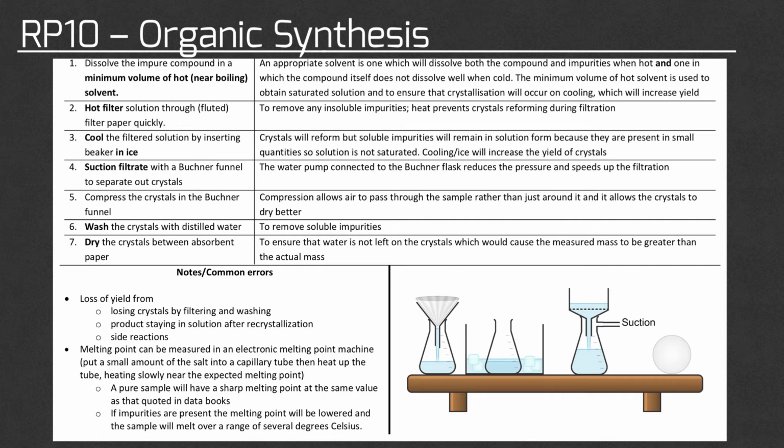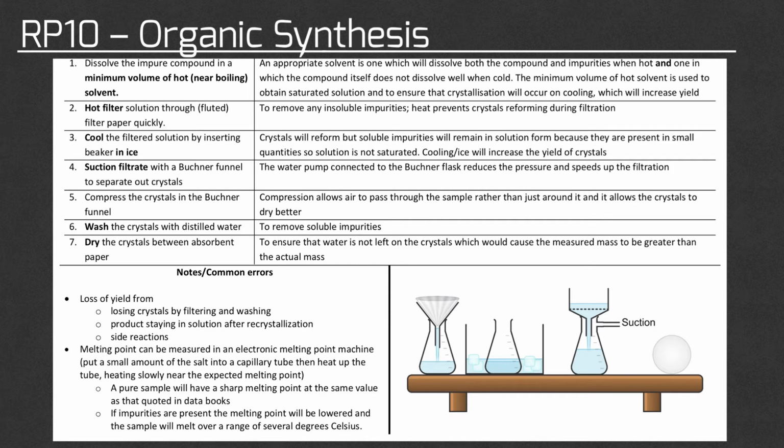We then wash the crystals with distilled water to remove any insoluble impurities, and we then dry the crystals between absorbent paper. For example, we might use some filter paper. This ensures that water is not left on the crystals, which would then cause the measured mass to be greater than the actual mass. Some notes about this practical are that you might lose yield from losing crystals by filtering and washing, the product staying in solution after recrystallization, so not all of the dissolved product turning into crystals, and you might get various side reactions taking place.